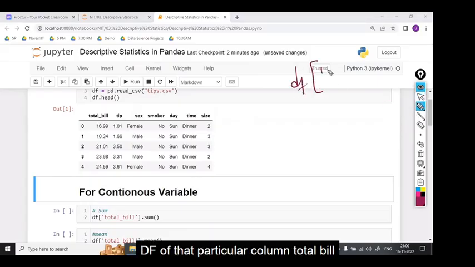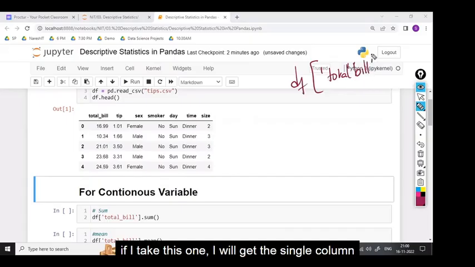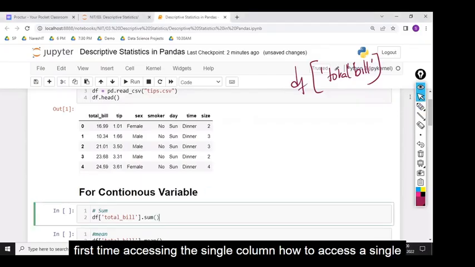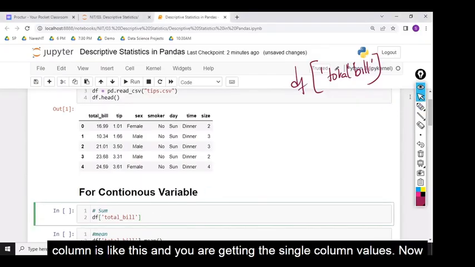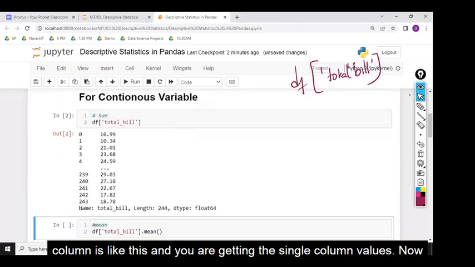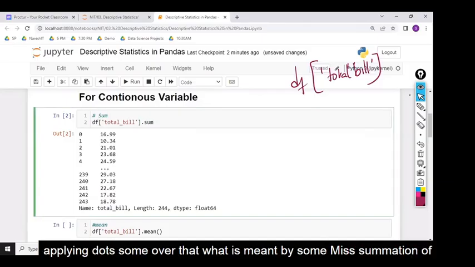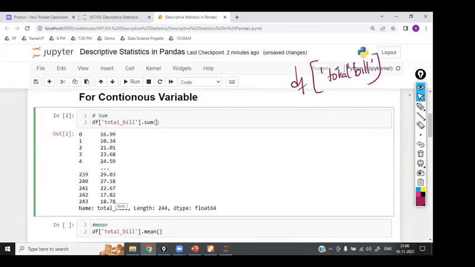df of that particular column, total_bill. If I take this one, I will get the single column. First I am accessing the single column. How to access a single column is like this, and you are getting the single column values. Now what you are going to do? Dot sum. You are just applying dot sum over that. Sum means summation of all the data points.